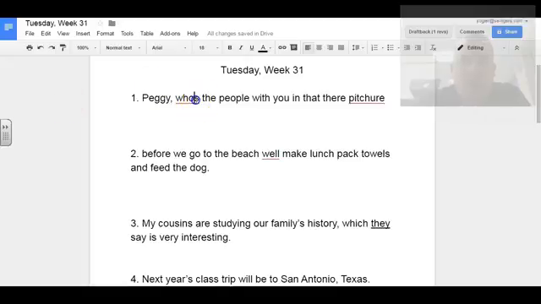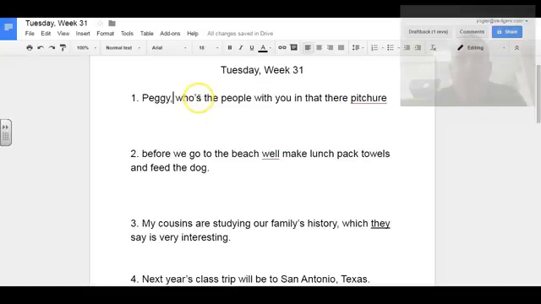Tuesday, week 31. Number 1, Peggy, who's the people with you in that there picture? And the first thing I did here is I added a comma. I'll take it out and put it back in. I added a comma to Peggy afterwards because you're addressing her directly. So Peggy, who's the people with you in that there picture?